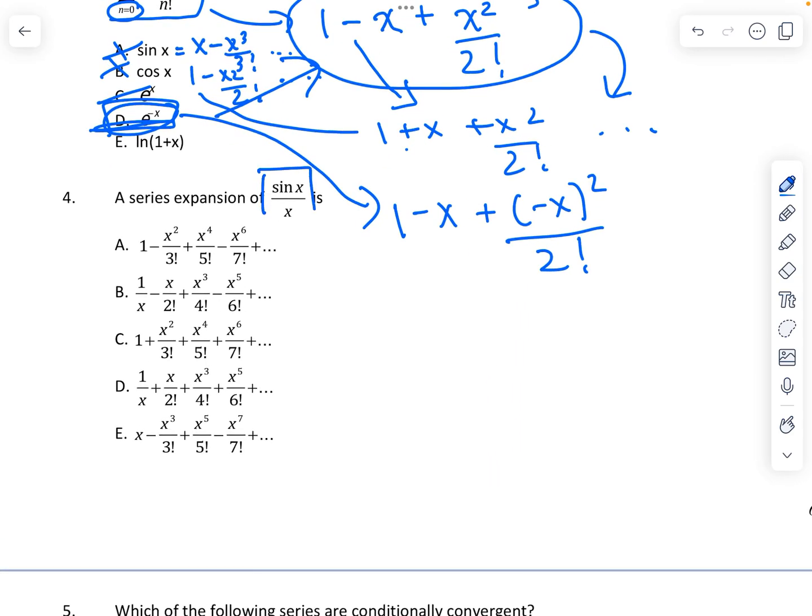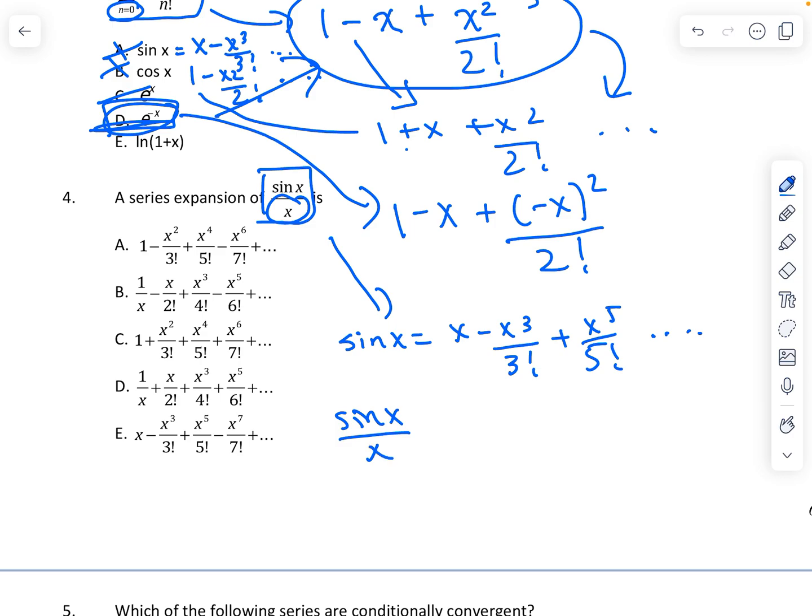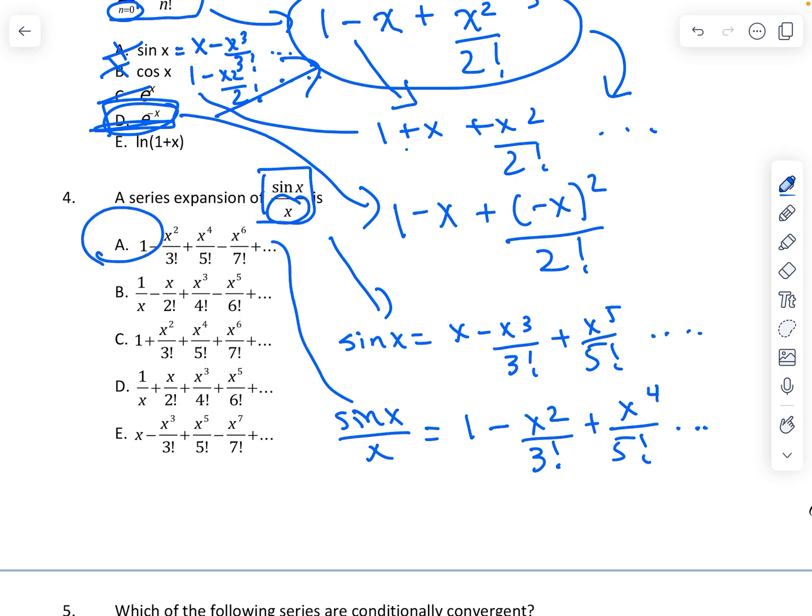Okay, the next one is very similar. So notice you're working off of sine of x, and notice all my answer choices are Maclaurin, so you're centered at 0. So if you remember, sine of x is x minus x cubed over 3 factorial plus x to the 5th, dot, dot, dot. So dividing by x just means you divide every term through by x. So this divided by x gives me 1, x squared, right? We are just dividing every term through by x. And which one of these does this match up to? And this one is only A.